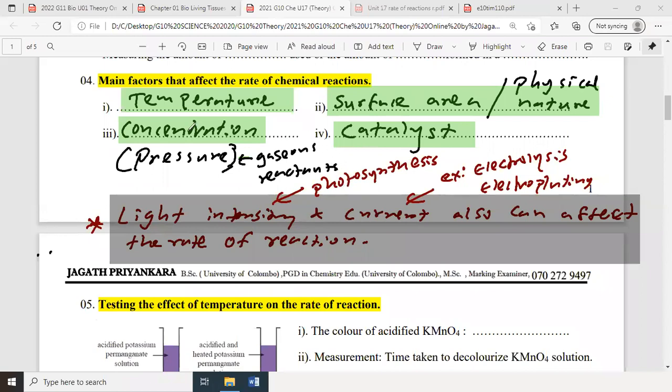Now, the experiments I will discuss next day. For each factor, there's an experiment. How to prove this? How to demonstrate the effect of temperature on the rate of reaction. They have given some selected reactions, but I don't think they'll give beyond that. Only the given examples they'll test in the exam.